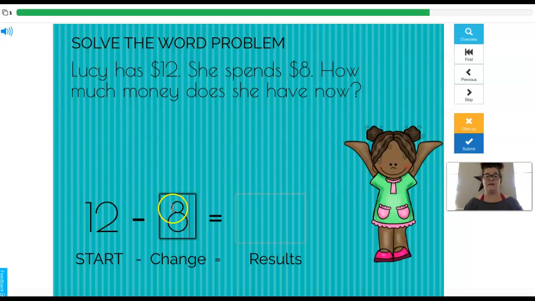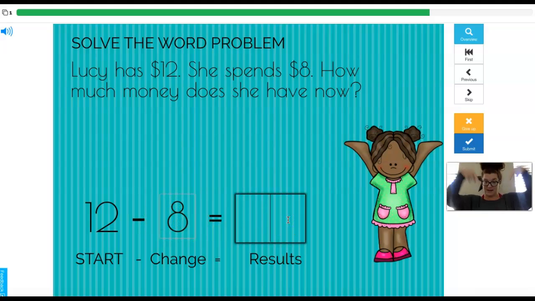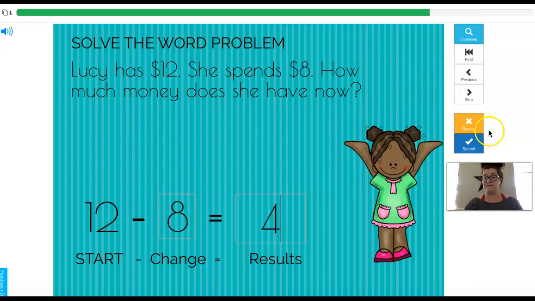So 12, 11, 10, 9, 8, 7, 6, 5, 4. Remember, I'm counting down the ladder. And what was the last number I said counting down the ladder? 4, that's right. 12 minus 8 equals 4. So she should have $4 left. Let's see.